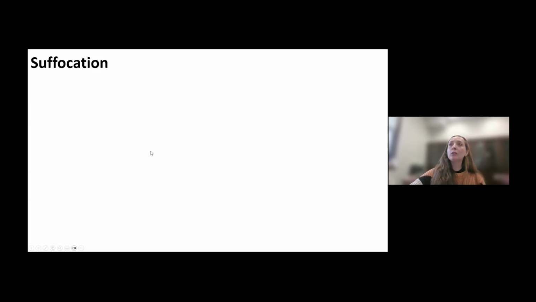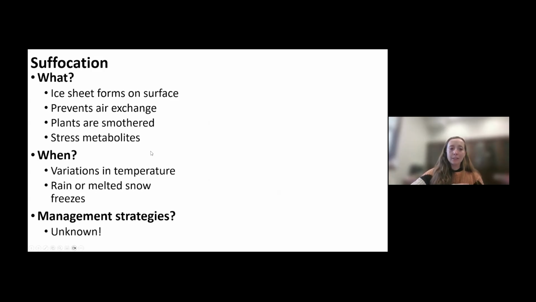Moving on to suffocation. Suffocation of the plants happens when we have an ice sheet on the soil surface that prevents the exchange of air between the soil, the plant, and the atmosphere. This can happen when we see a lot of variation in temperature, so when we have a lot of precipitation or snow that melts and then freezes again. And management strategies are somewhat unknown.